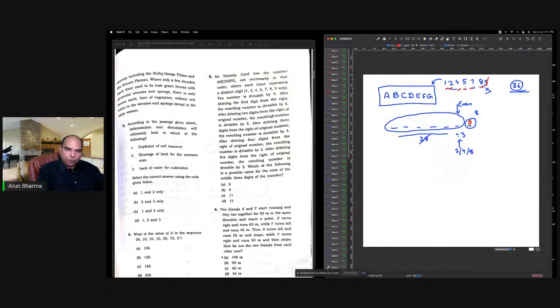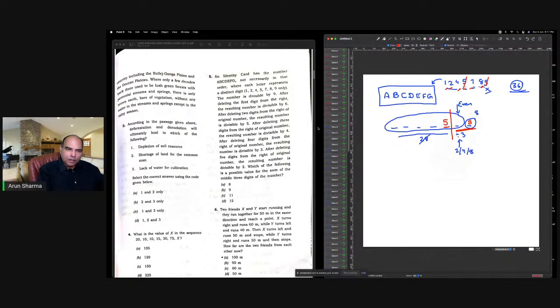Next, after deleting two digits from the right, the resulting number is divisible by 5. So if I'm deleting these two digits, the remaining number is divisible by 5. Divisibility by 5 only happens if the unit digit is 5 or 0. So that means this is clearly 5.